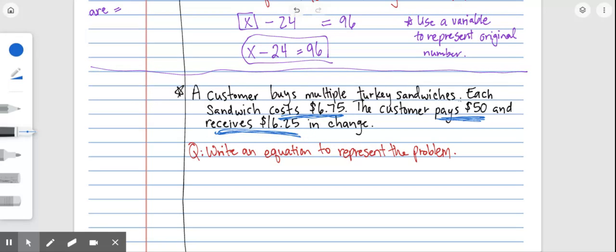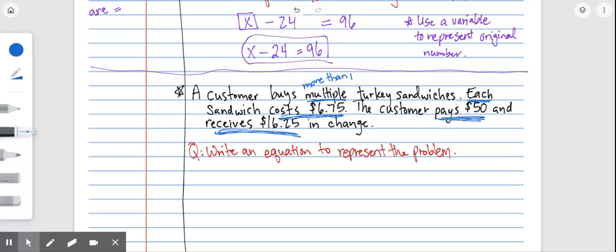Okay. There's a few more things on this one that are a little bit harder to tell. The customer buys multiple turkey sandwiches, which means more than one, right? And we don't know how many, but it's more than one. Okay, and then a last thing that I saw in here is this word each.